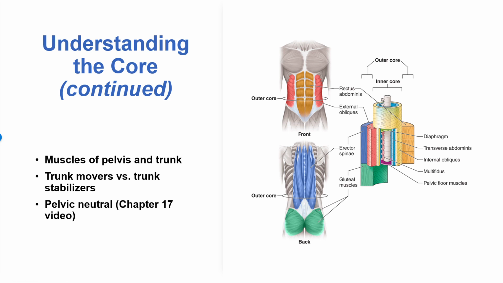Now, this next slide goes into a little bit more detail of the muscles of the pelvis and trunk as highlighted on the right of your screen, both the outer and the inner core muscles. Stabilization relies on your outer core muscles, including the external obliques, rectus abdominis, erector spinae, and the gluteal muscles, as shown once again in this figure on the right of your screen, which is 17.3 from your textbook.